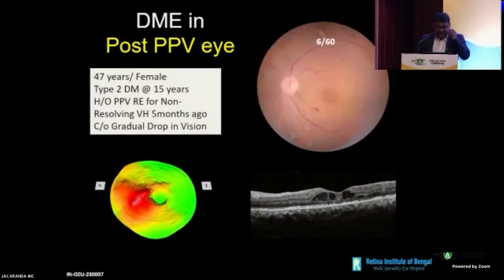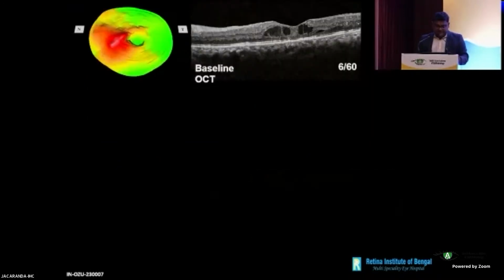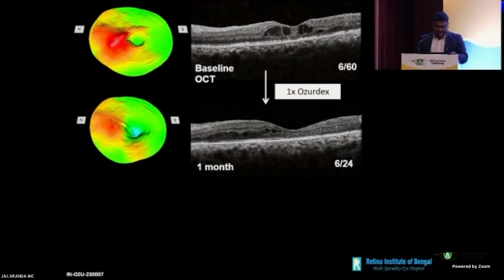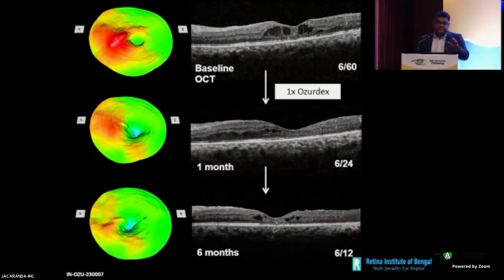So this patient had a vitrectomy for vitreous hemorrhage, but again, after 5 months, had a gradual drop in vision because of diabetic macular edema. So we give one injection of Ozurdex. This is after a month. And this is after 6 months with the fluid still there, but the vision recovering significantly.